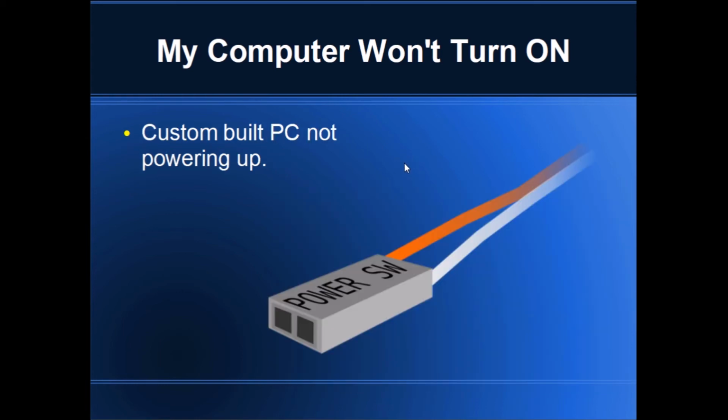Is it a custom built PC? Let's say you just built this computer and then it won't power up. You bought all your parts, you put it all together, and suddenly it won't come up. You have to make sure that the power switch is connected. This is what comes from the front panel of your computer. You will have a cable just like this that has power SW on it. You have to make sure it's inserted in the proper place in order for it to turn on when you press the power button on the front of your case.